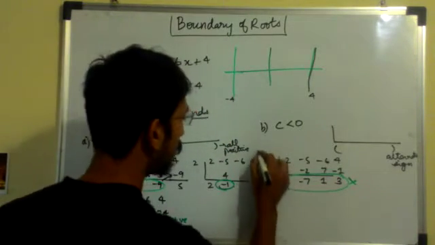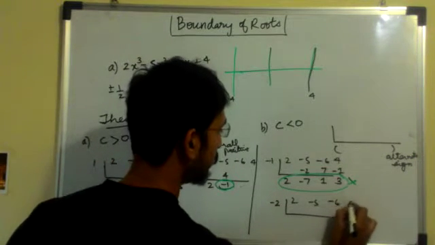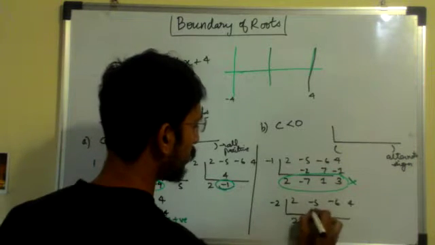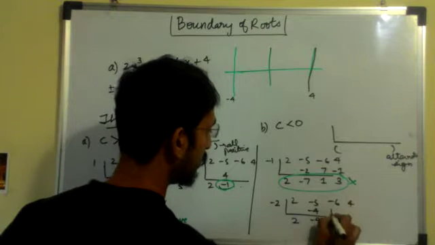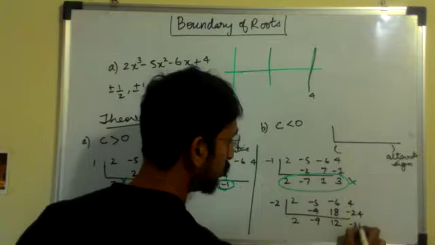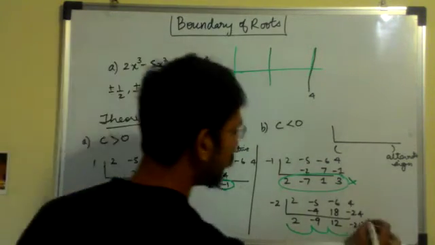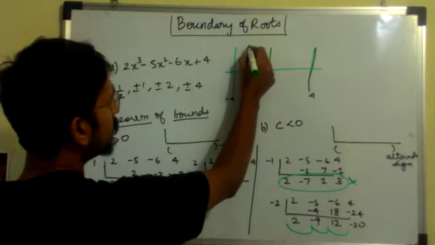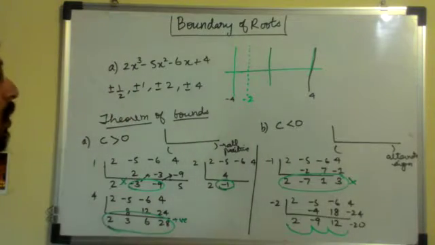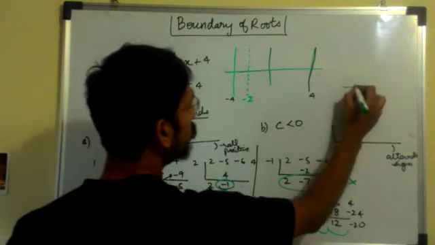Let's try for minus 2. 2, minus 5, minus 6, 4 becomes 2, minus 9, 12, minus 20. So I see there are alternate signs. So that means my boundary is shifted to minus 2. So I could have a possibility of roots only from minus 2 to 4.